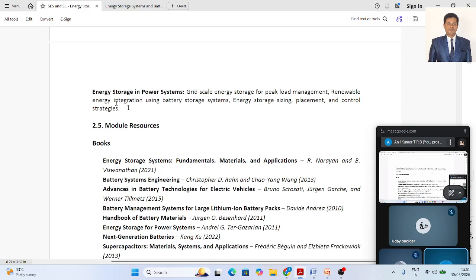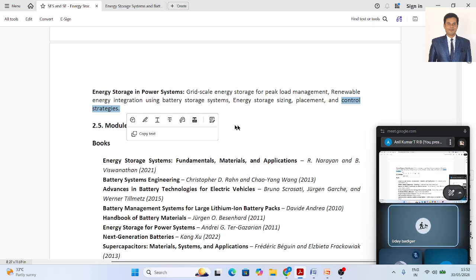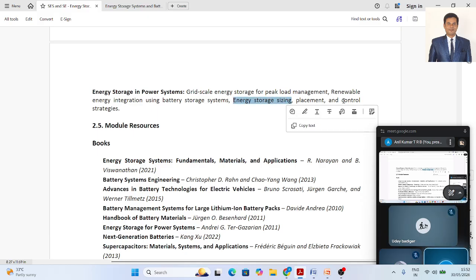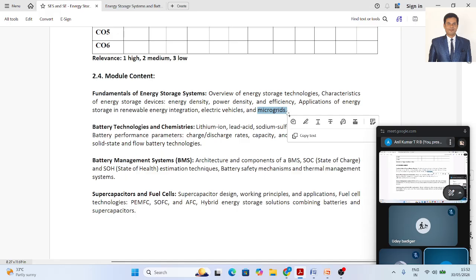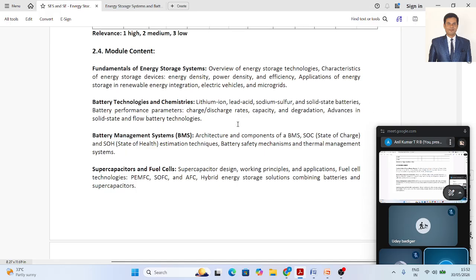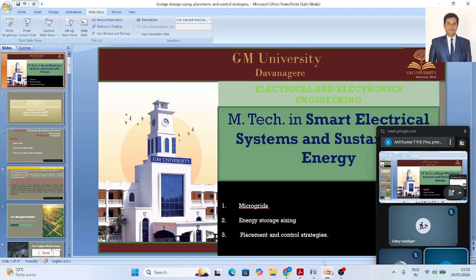So in the energy storage in power systems, we are left with the energy storage sizing and the control strategies. Is that clear, Pawan? Uday? Yes, sir. So we are left with the energy storage sizing and the control strategies. Along with that, we'll study the microgrid also. These are the topics we need to study in today's session.